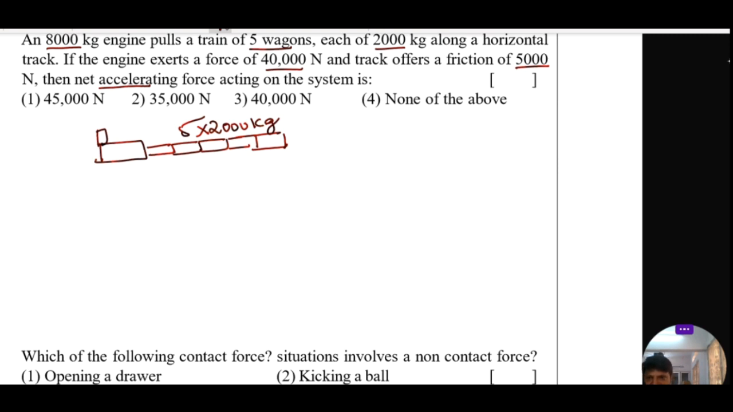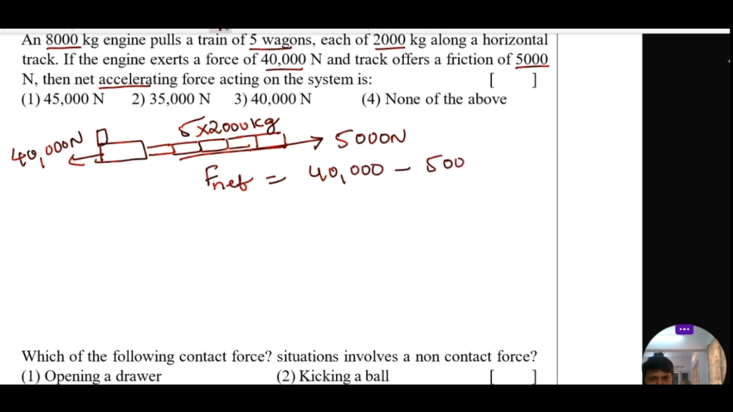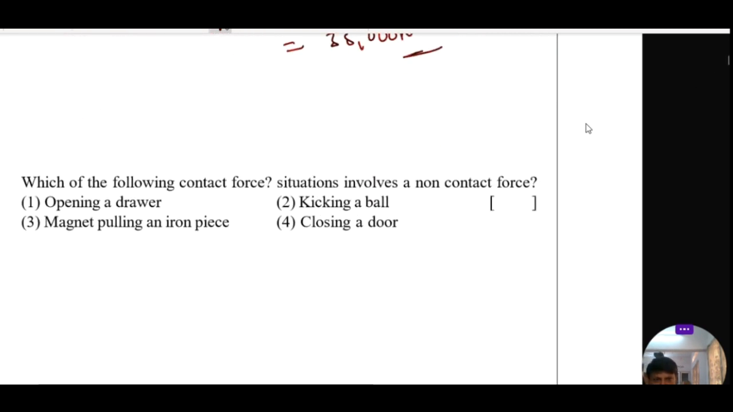This engine exerts a force of 40,000 Newton. And here this is a track. This track offers a friction of 5,000 Newton. The net force means this engine exerting force, that is 40,000 Newton minus 5,000 Newton, that is equal to 35,000 Newton. This is the net accelerating force acting on the system. So option 2 is the right answer. Next, fifth question.